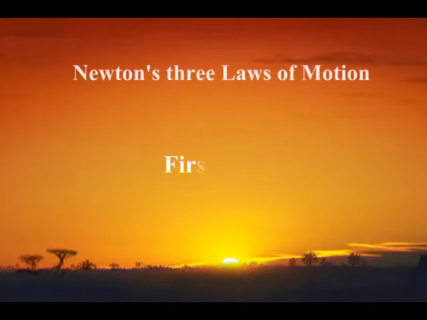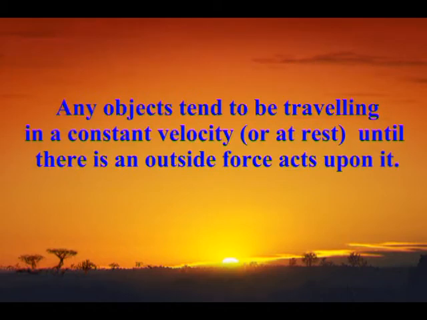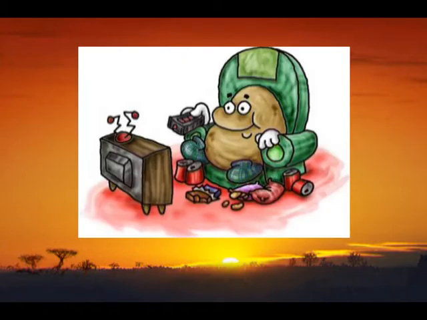In today's lesson, we will jump right into Newton's three laws of motion. Newton's first law says that any object tends to keep traveling at a constant velocity or at rest until there is an outside force that acts upon it. The simplest way to explain it is that every object is lazy, like us. It resists any changes until an outside force makes it change.